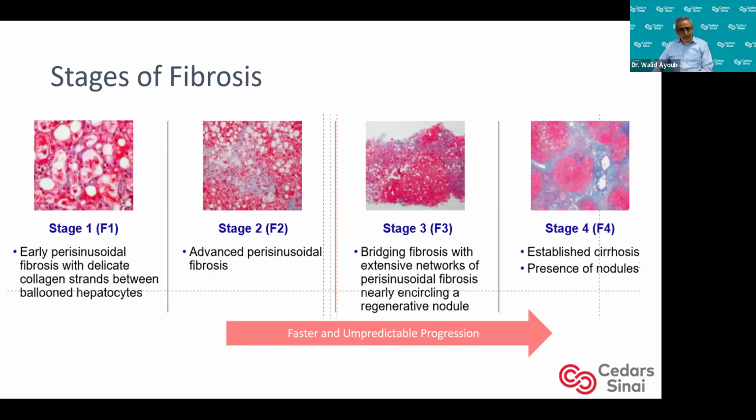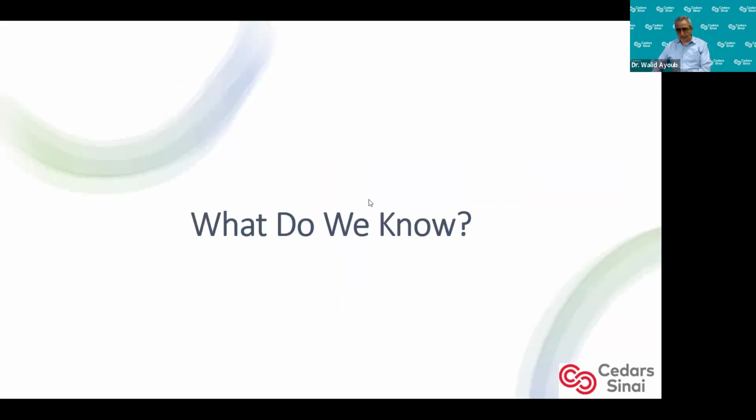What's difficult in managing a patient with fatty liver is that the progression is unpredictable. Some patients progress very rapidly and others progress at a slower speed. So we treat everyone the same, assuming everyone's going to progress rapidly. So what do we know about the causes of NASH or MASH?